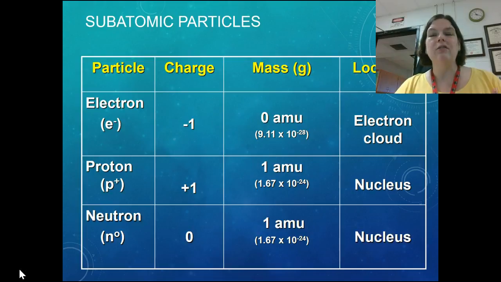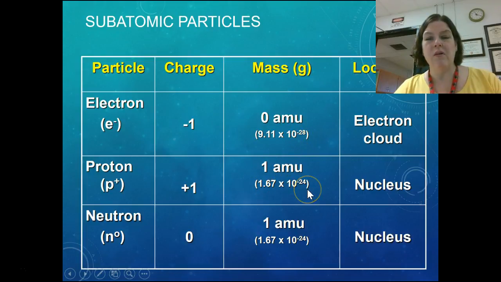The mass is a little bit strange, and I know it says 0 AMU right here, but we have to be really careful about that because, as you can see right here, in grams electrons do have a mass. But if you look at 9.11 times 10 to the -28th as compared to 1.67 times 10 to the -24th, that is like 2,000 times smaller than the mass of a proton. So I would need around 2,000 electrons to equal the mass of one proton.